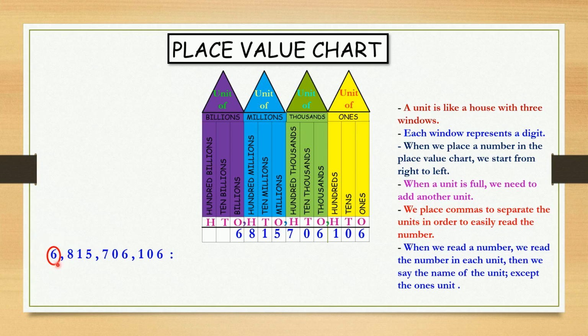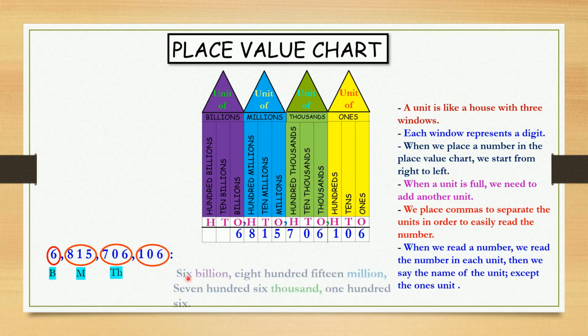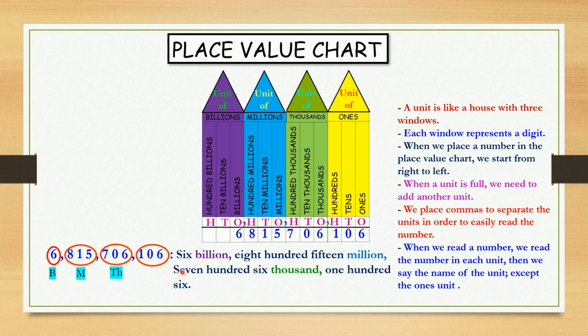It's 6,815,706,106. So 6,815,000,000, 706,000,106. So we don't put S, we don't write billions, millions, no, billion, million, thousand.